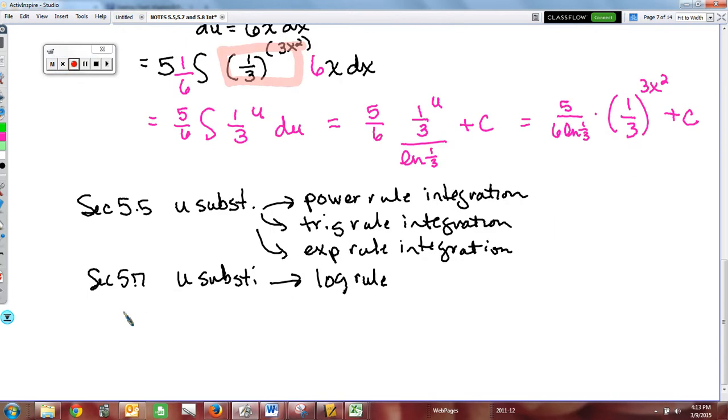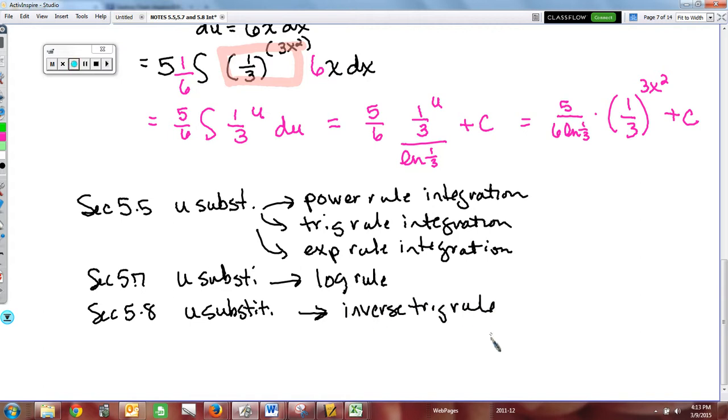And just to be thorough while I'm here, in section 5.8, you do a u substitution, and after you do the u substitution, it's going to end up being an inverse trig rule. So technically that's kind of why I put all 3 of these in the same set of class notes, because you're doing u substitution in all of them. They're just each looking at different rules after you do the u substitution.